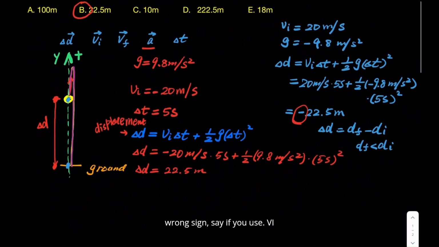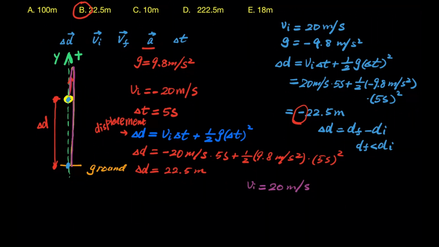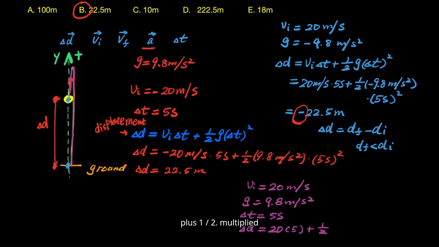If you use the wrong sign, say if you use vi as positive 20 meters per second and g as 9.8 meters per second squared and delta t is 5 seconds, then if you plug in these numbers, you're going to have delta d is 20 multiplied by 5, plus 1 over 2 multiplied by 9.8, multiplied by 5 squared. So you're going to have 222.5 meters. Then you're going to choose D, which is a wrong answer.